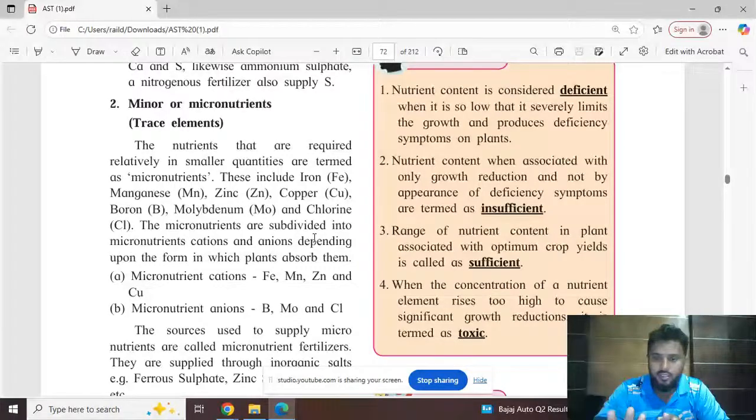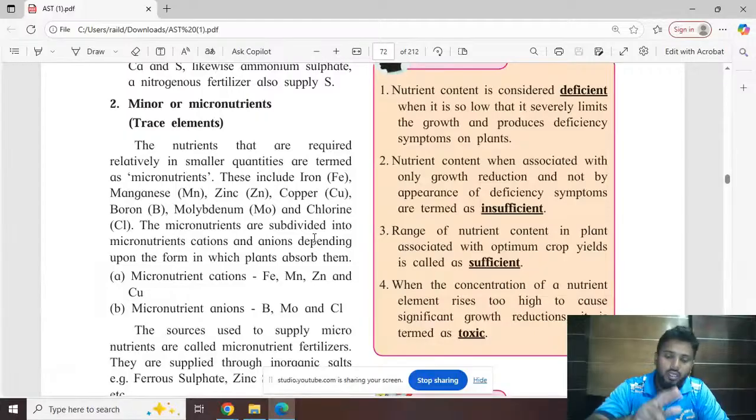Let us take an example for this. Suppose we are growing rice in 1 hectare area. The nutrient requirement of 1 hectare area of rice is 100, 50, 50, or 100, 50, 25, depending upon the variety which we are growing. What is this 100, 50, 25 or 100, 50, 50? It is 100 kg nitrogen, 50 kg phosphorus, and 25 or 50 kg potassium. This is the nutrient requirement.